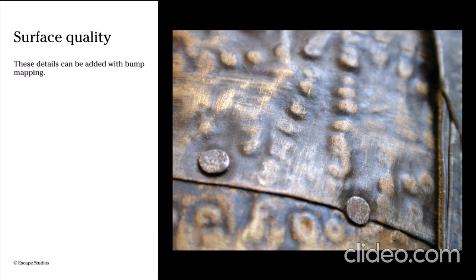Another quality to watch out for on a surface is its bumpy quality or surface detail. Are there dents, nicks or scratches that will cause light to reflect in different ways? What kind of miniature highlights and shadows are created by this detail? These details can be added with bump mapping.